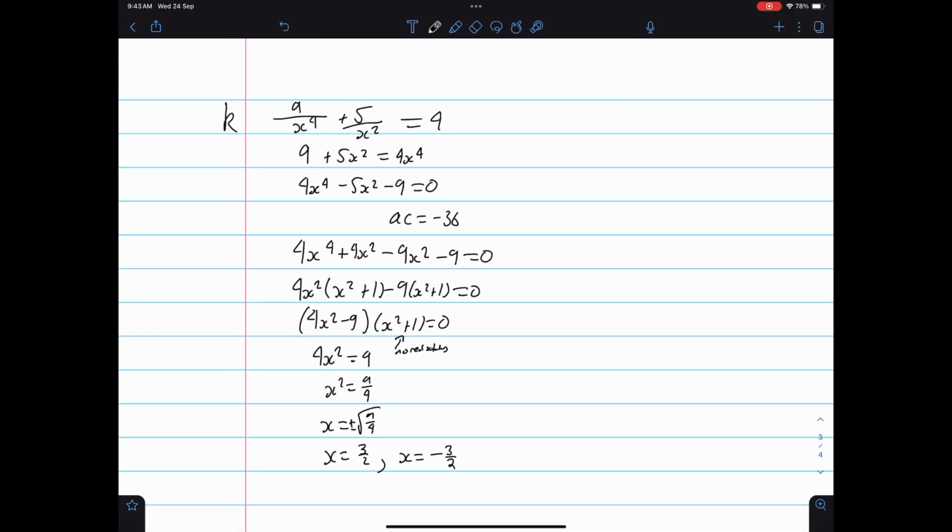You additionally could have said let u equal 1 over x squared, and then done a u substitution, doing 9u squared plus 5u minus 4 equals 0, and then solved it in the same way. Or you could have just factored this out initially anyway, and you could have just tried to factor it without removing anything from the denominator or anything like that.